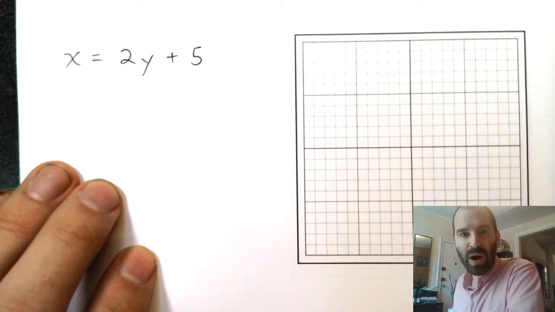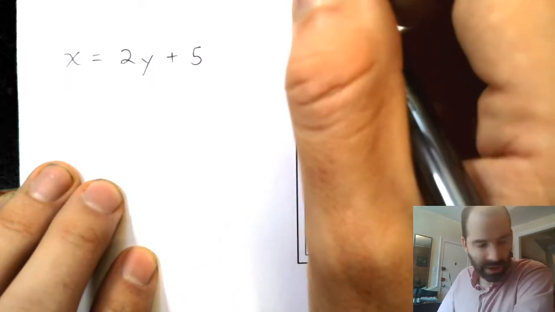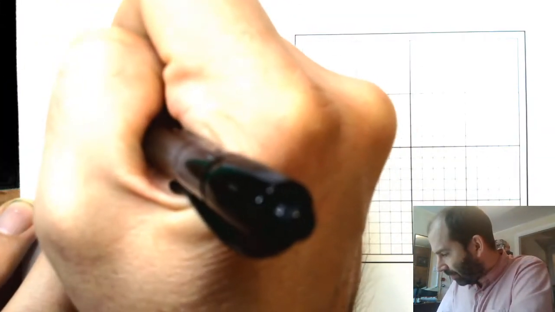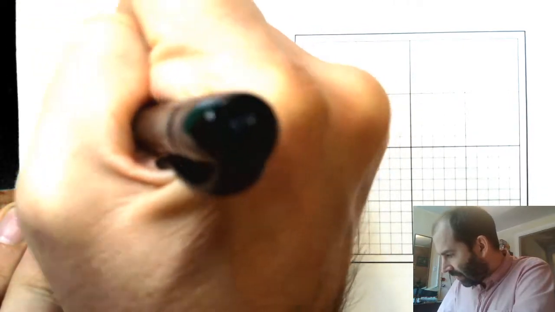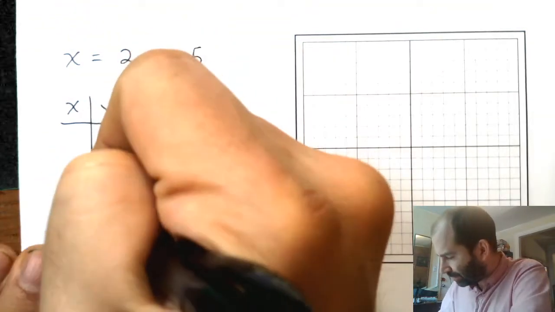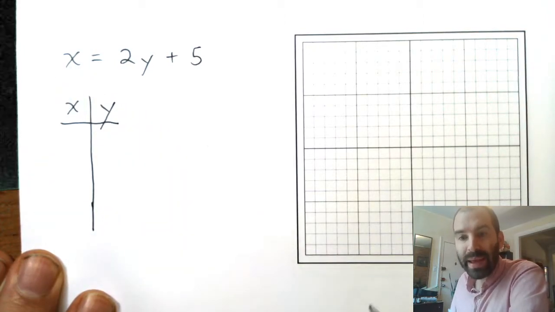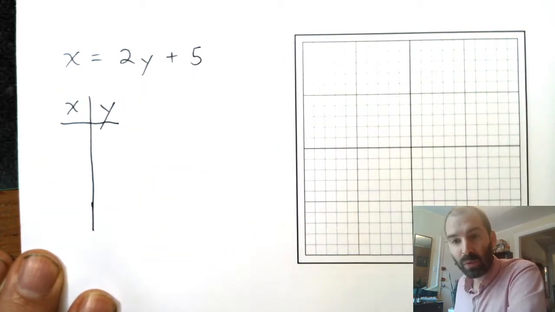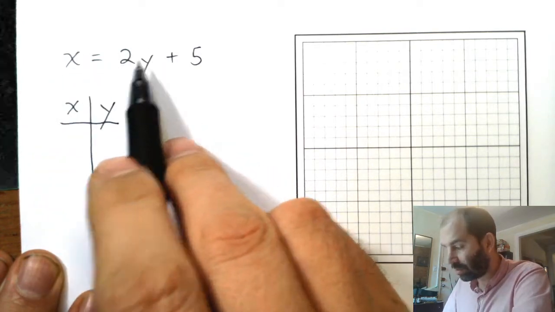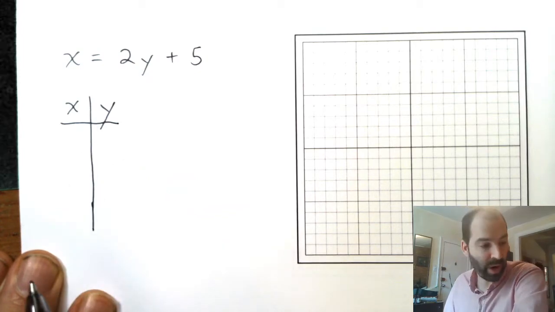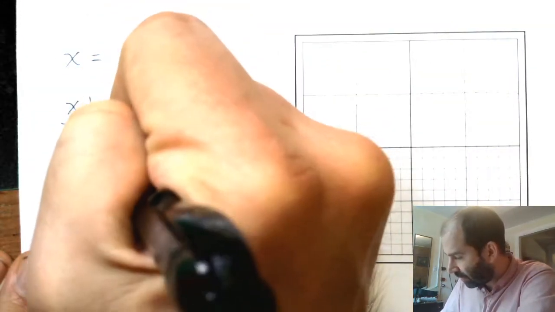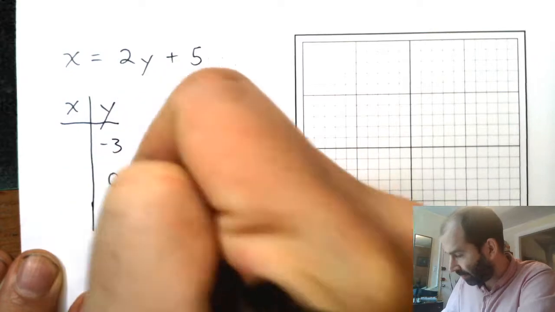x equals 2y plus 5. Okay. So I'm going to make my table. Now, what should we put in this table? Well, notice it's solved for x. So it makes sense to choose numbers for y. All right? Because it's already solved for x, so it'll be very easy to get the x values once we pick y values. So let's do negative 3, 0, and 1.